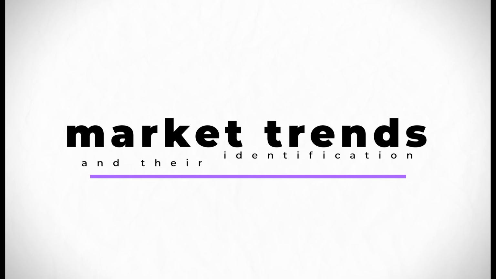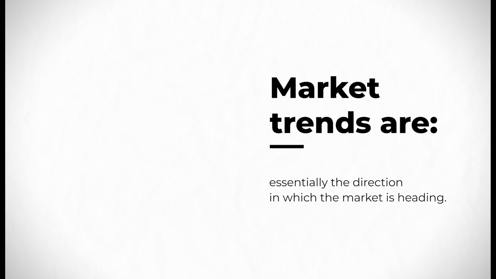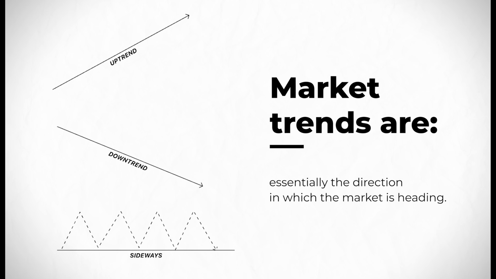Okay, so now that we have set the stage with what technical analysis is all about, let's dive into our first major topic, which is understanding market trends. Market trends are essentially the direction in which the market is heading. So in trading, there are three primary types of trends, which are uptrends, downtrends, and sideways trends.